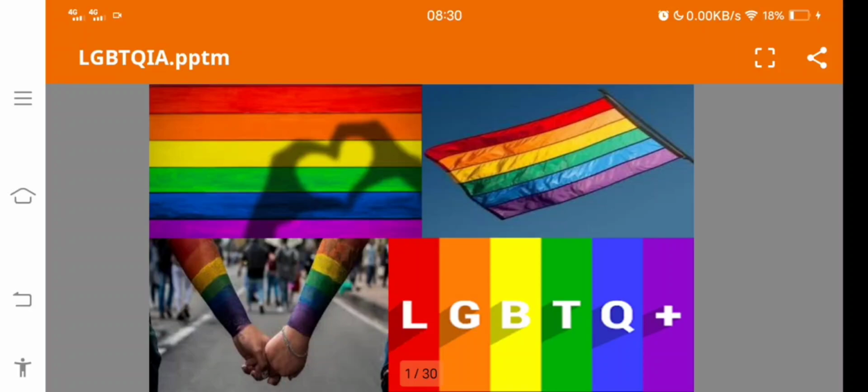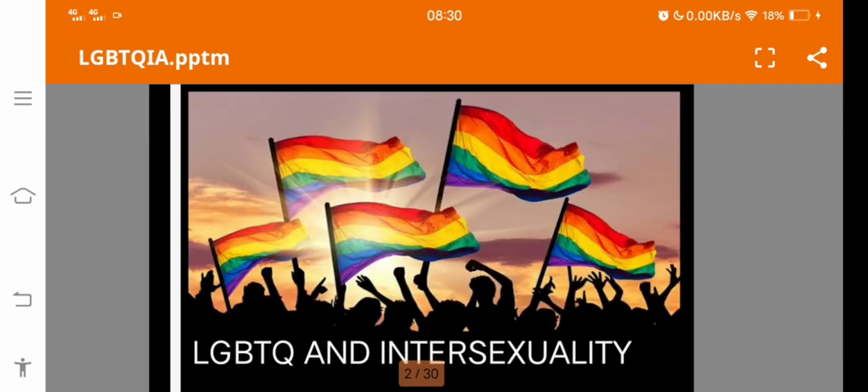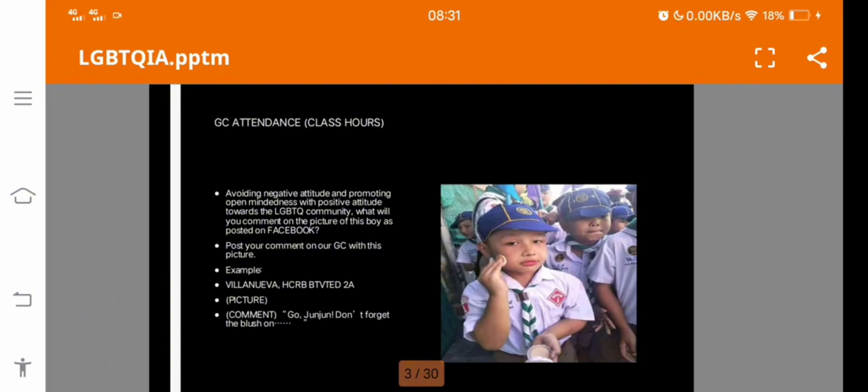So, LGBTQ plus, ang title nito kasi sa ating syllabus, LGBTQ and intersexuality. So, we have already discussed what intersexuality is, right? It's the presence of both male and female characteristics sa isang tao. So, mayroon siyang dalawang sex organs, the vagina and the penis. And in the end, he or she has to choose which of these two is more dominant sa kanyang personality, right? And then the next slide, number 3, is for your GC attendance.